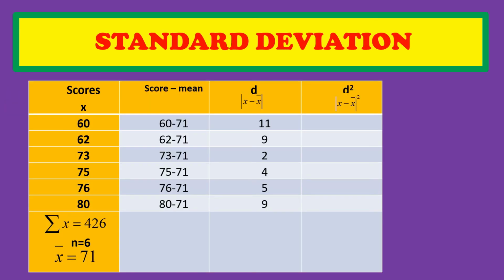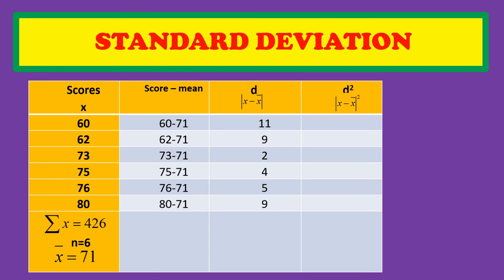So we are ready to find the standard deviation. We have the set of scores. First, we find the summation of x. We add all the scores, and the summation of x is 426. What is n? n is 6. We find the mean, 426 divided by 6. The mean is 71. We subtract the mean from each of the scores. Then after that, we find d. In finding d, we do not have negative results.